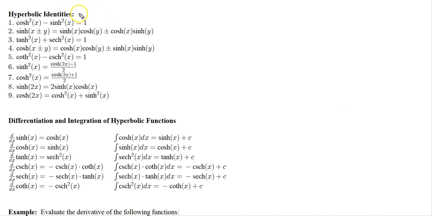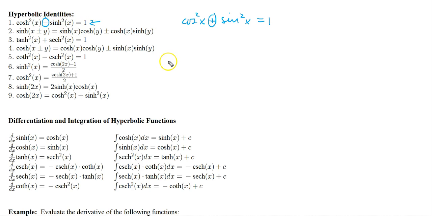Now here we have listed some hyperbolic identities. Now you notice that these look a lot like trigonometric identities, but many of them differ by a sign somewhere. For example, let's take a look at number 1 here. So you notice we have cosh squared x minus sinh squared of x equals 1. Now compare that to cosine squared x plus sine squared x equals 1. So you see it differs by a sign here. Instead of a plus, we have a minus. And many of them are the same way.